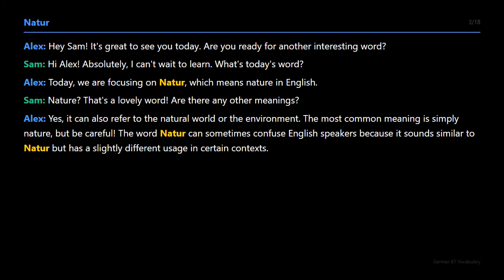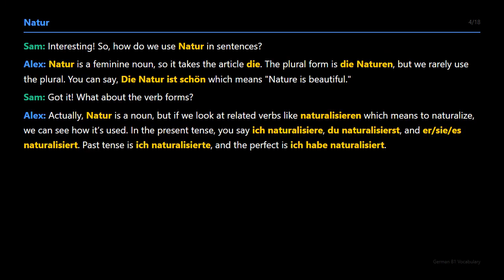The most common meaning is simply nature, but be careful. The word Natur can sometimes confuse English speakers because it sounds similar to Natur, but has a slightly different usage in certain contexts. Interesting. So, how do we use Natur in sentences?